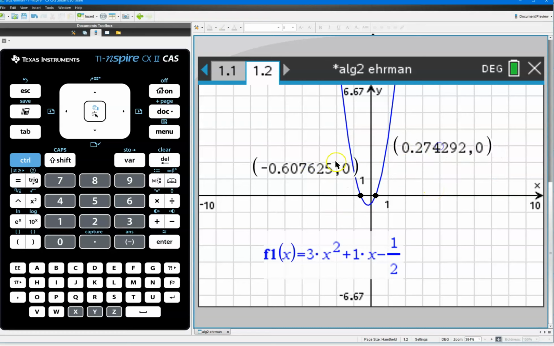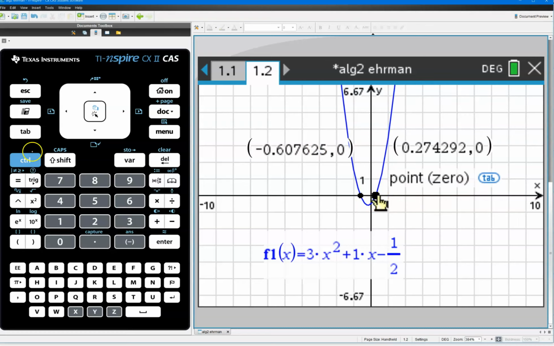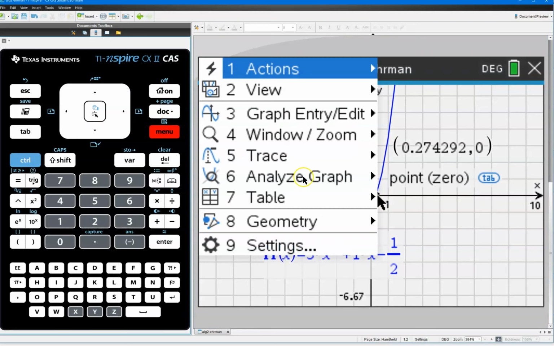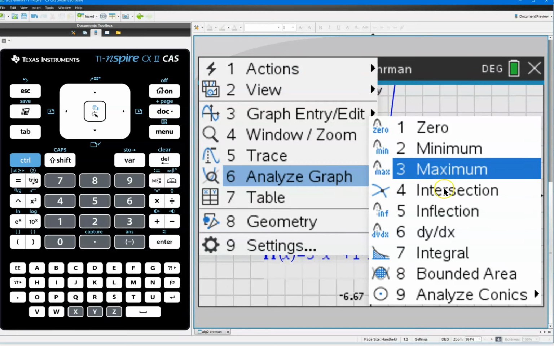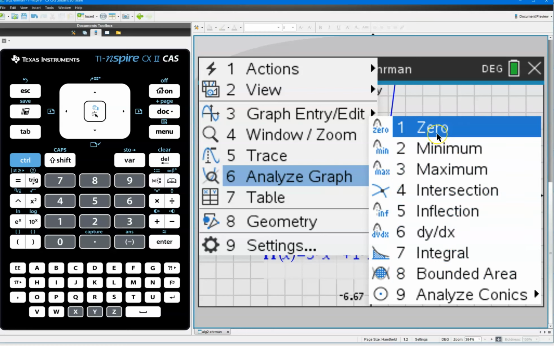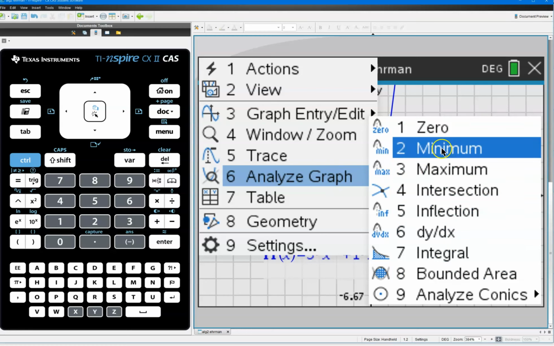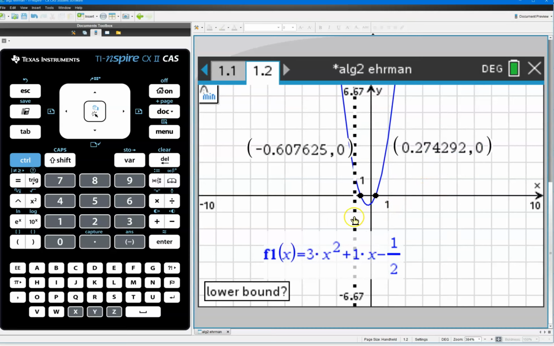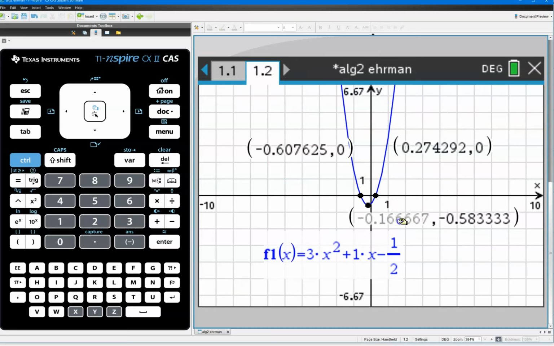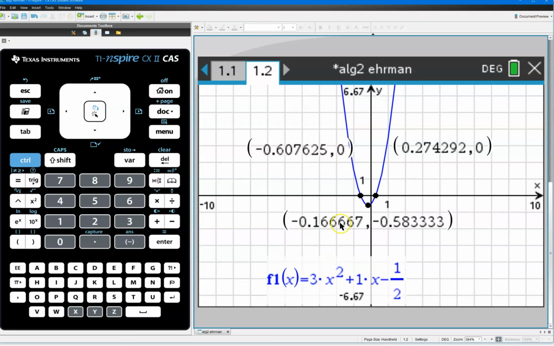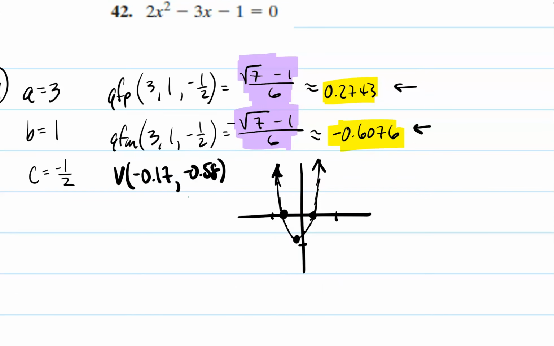Now the other feature that we found by hand in this example was the vertex, which is going to be the low point of this graph. Let's go ahead and find what that is. We can press Menu, Analyze Graph. And there is no command for vertex, but I do know that the vertex falls at the bottom of the graph. In this case, it's a minimum of the graph. So if I create a window to find that coordinate, I see that I have an x value of 0.17 and 0.58 when rounded. And that indeed matches what we had here as well.